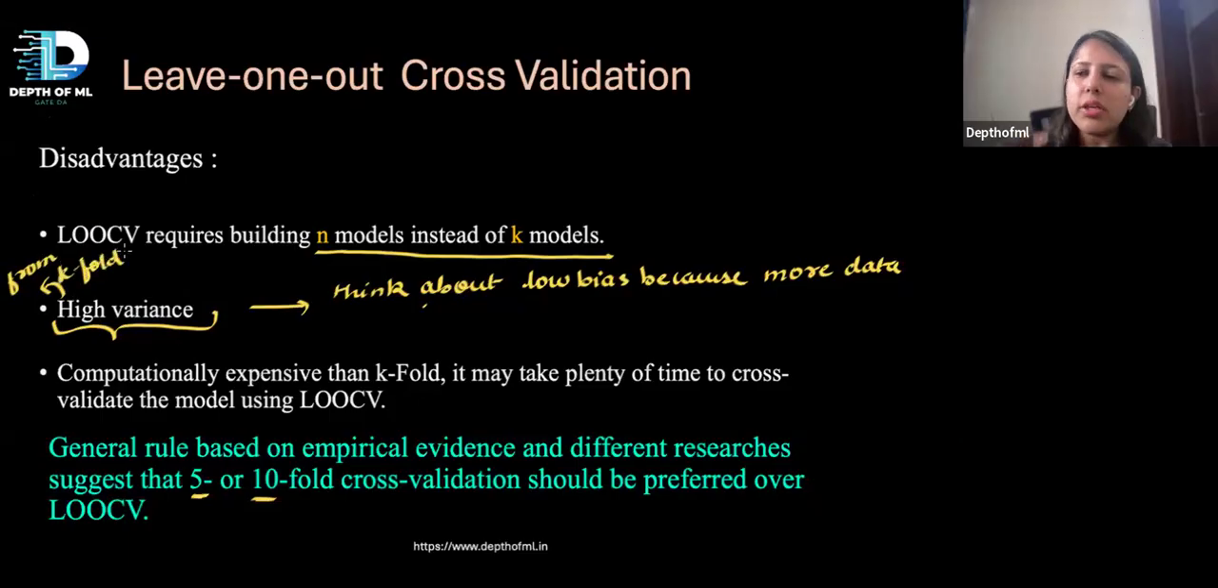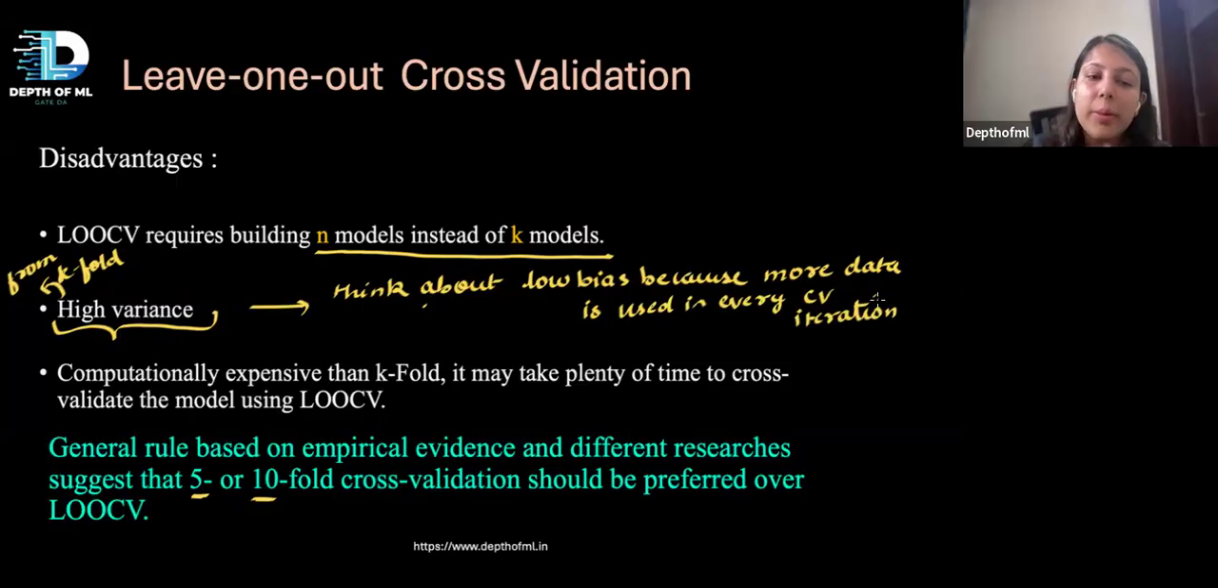From K-fold cross validation. In K-fold, every model in every CV iteration is being trained on some K-1 folds, right? So your N by K data points are left for validation. But in leave one out cross validation, you're using N-1 data points for training, and hence you have comparatively low bias when compared to K-fold cross validation. Think about low bias because more data is used in every CV iteration.